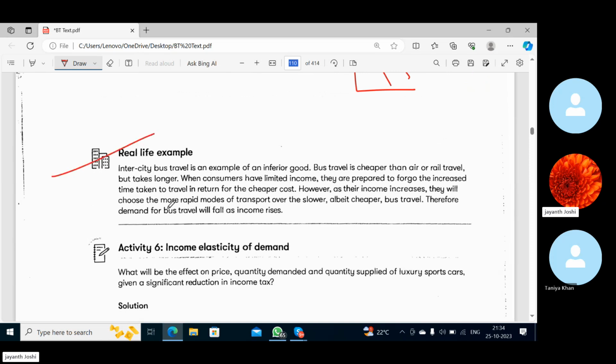There's a real life example. Please go through this. When you have very high income levels, you'll prefer air travel rather than bus or rail travel, right? So just go through this.